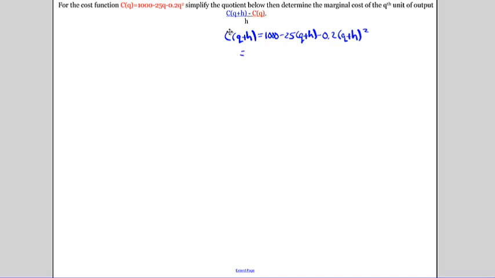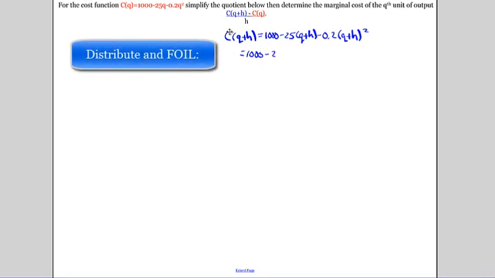Let's distribute negative 25 into the brackets in the second term, and let's FOIL the third term, q plus h all squared. Now let's distribute the negative 0.2 into the last bracket.